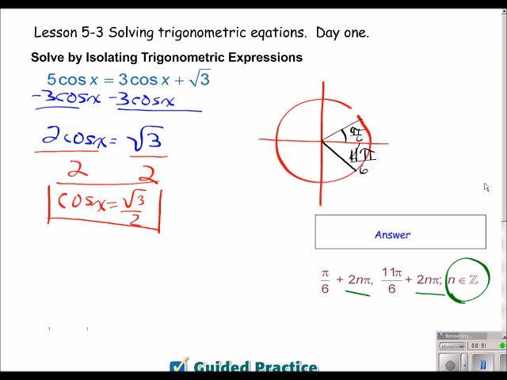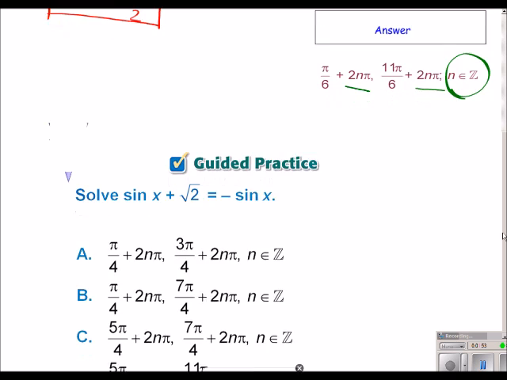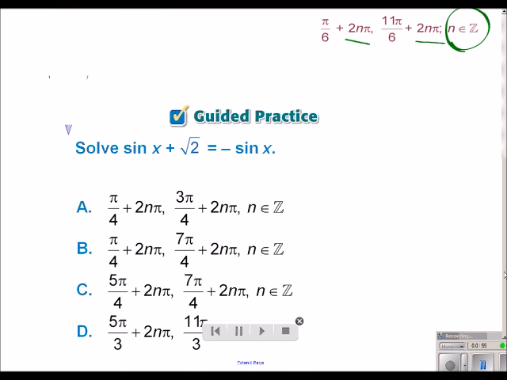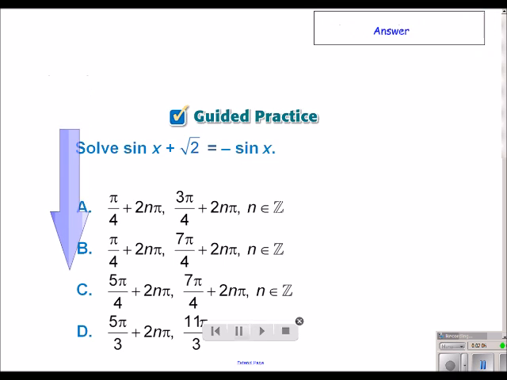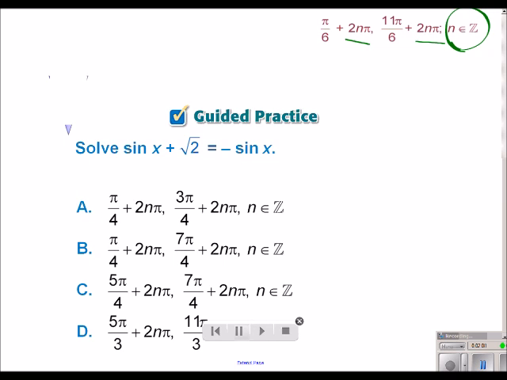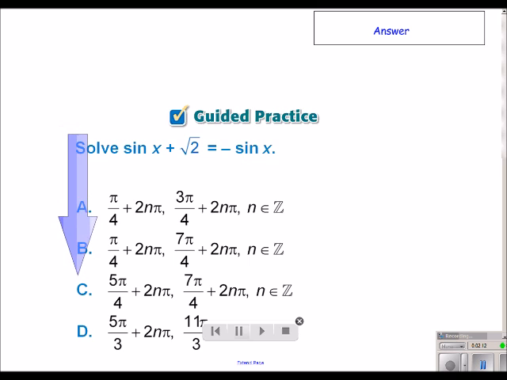Try this guided practice problem on your own and record your response. The answer is, did you catch that? We'll do it one more time. The answer is C.